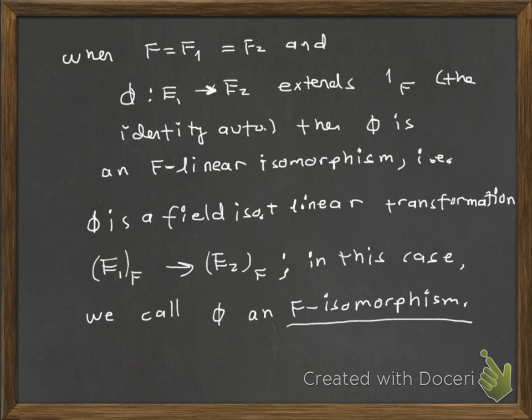This is one of the particular cases of importance where the base fields are both equal to the same thing, and the isomorphism between the overfields extends the identity automorphism of F, in which case phi also constitutes a linear transformation between the two vector spaces E1 and E2, hence the term F-isomorphism.